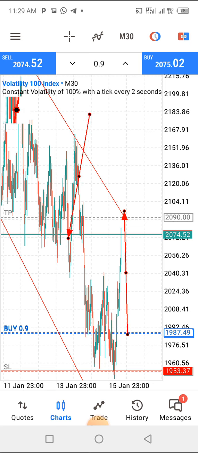It's as simple as that, guys. It's very simple. All you just need to do is understand where to place your stop loss.